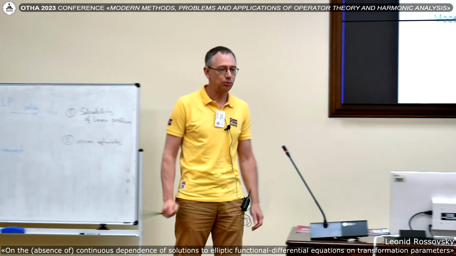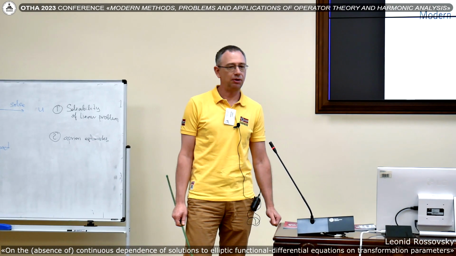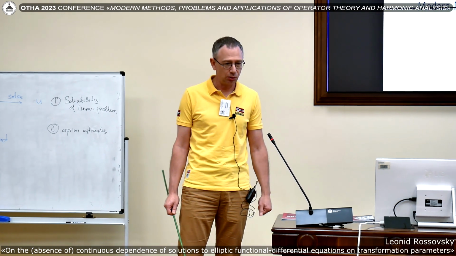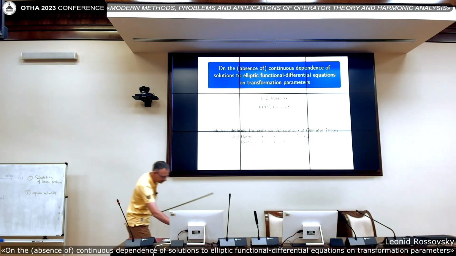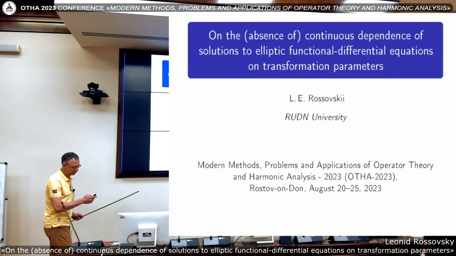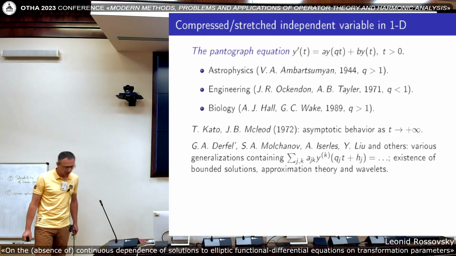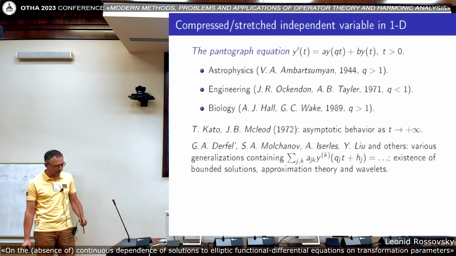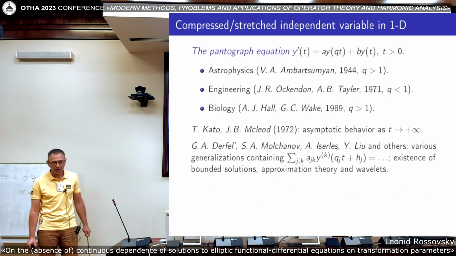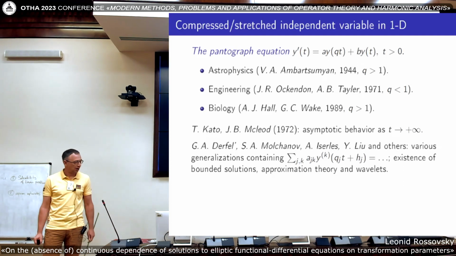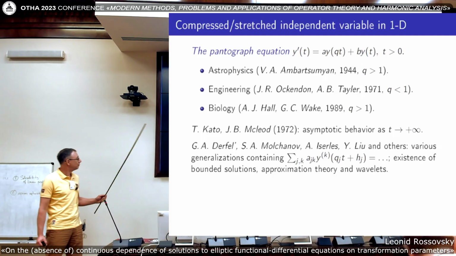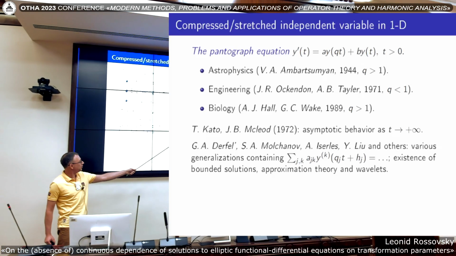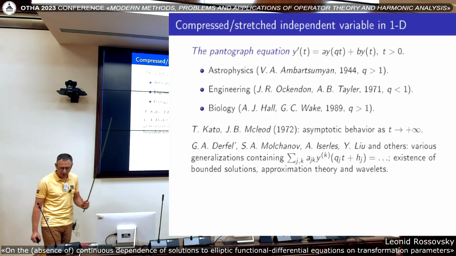I would like to talk about one phenomenon in the theory of functional differential equations, and demonstrate it in a situation where the highest derivatives of the unknown function are present in an equation for the arguments t and t multiplied by q plus h simultaneously.